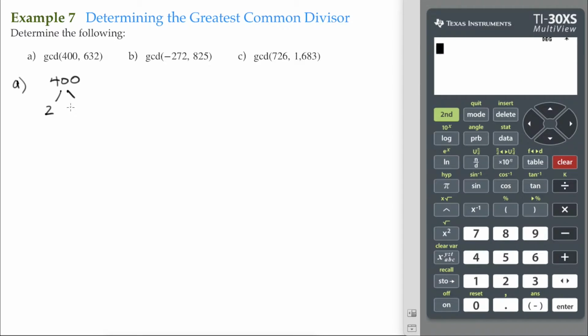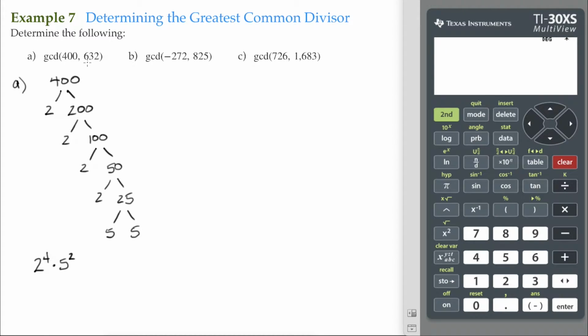So this is 2 times 200, 2 times 100, 2 times 50, 2 times 25, and then of course 5 times 5. So we have 1, 2, 3, 4, so I'm going to write this as 2 to the 4th times 5 squared.